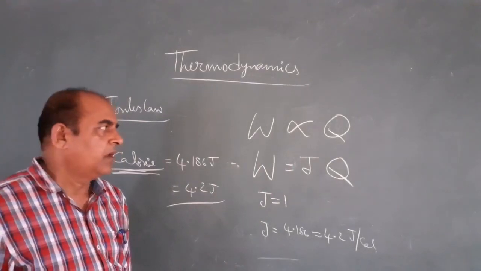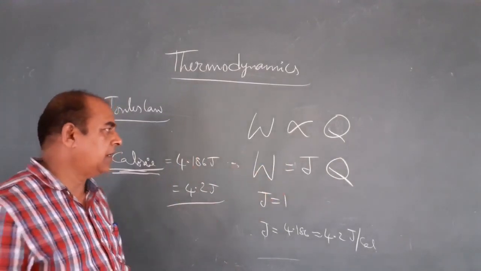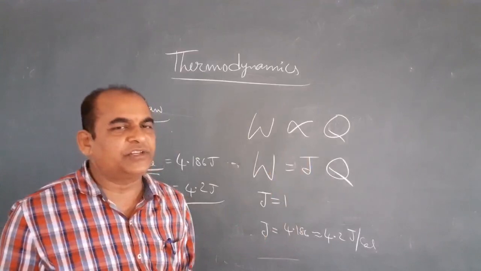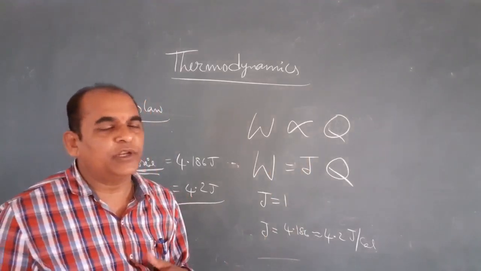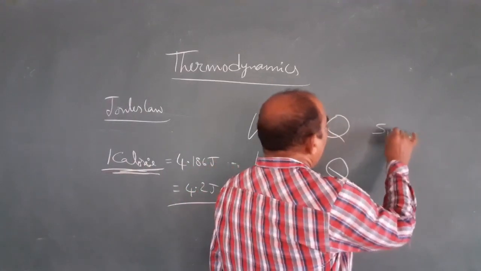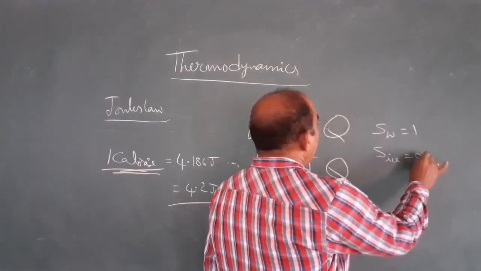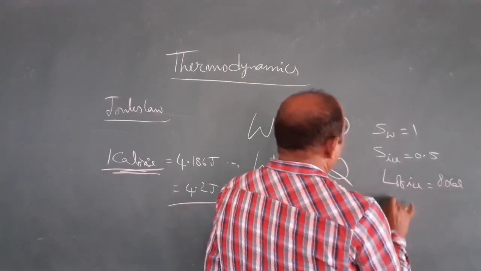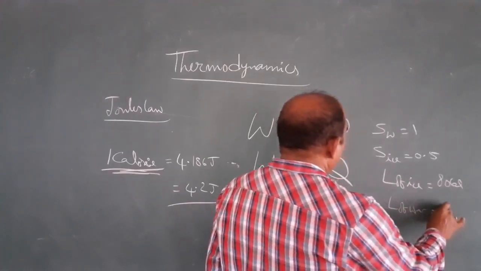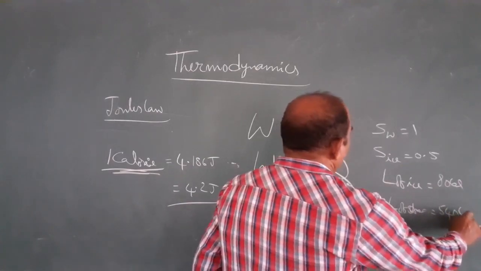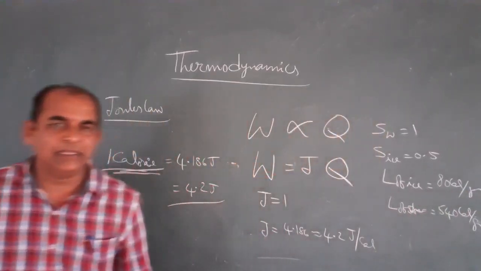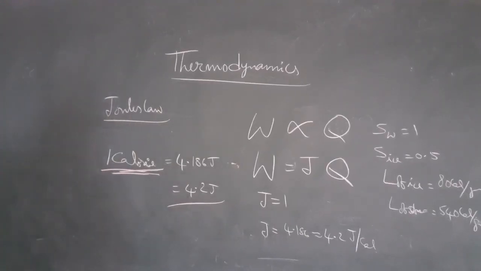W is equal to JQ. While we are doing problems in SI system, it is not a problem. J is equal to 1. Then all values are in SI system. But in practical system, we know some values: specific heat of water 1, specific heat of ice 0.5, L of ice 80 calorie per gram, L of steam 540 calorie per gram. These values are in calorie per gram. They will not give these values in an exam, but we should remember them so we can do the problems. Even if not given, it is not a problem.